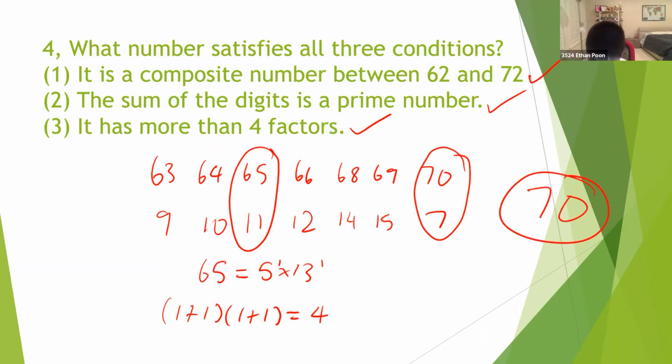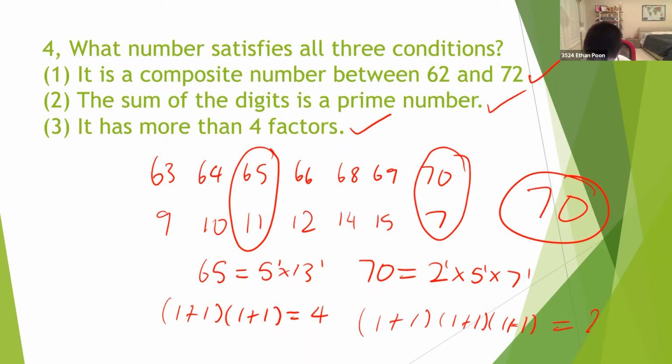And just to prove it, 70's prime factorization is 2 times 5 times 7. So we have 1 plus 1 times 1 plus 1 times 1 plus 1 again, and we get 2 to the 3rd, and we get 8, which is definitely more than 4. So that's our fourth problem. So we're going to move on to the fifth. And remember, if you guys have any questions, you can just send me in the chat.